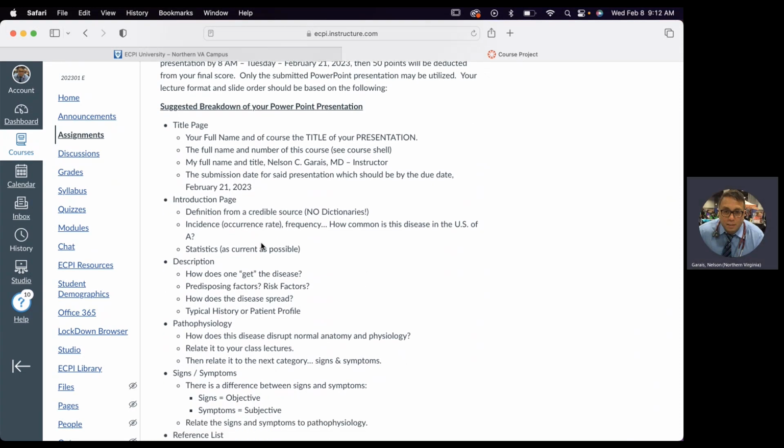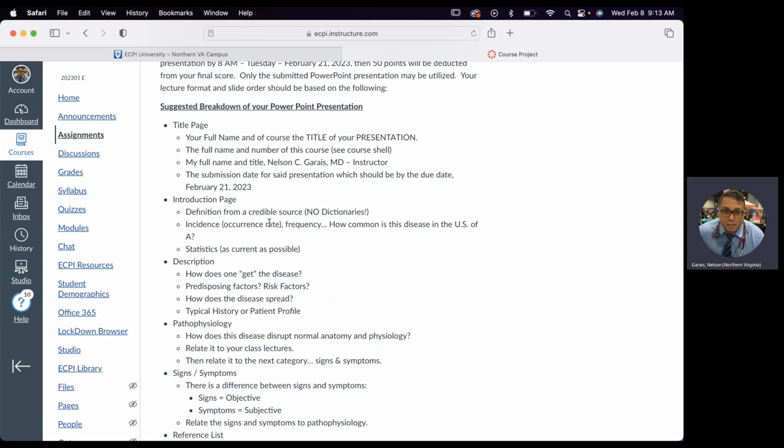You should have an introduction page, definition from a credible source. Don't get it from Wikipedia. Wikipedia, anyone can edit that. No dictionaries, even if it's a medical dictionary. Try finding a .org, which is like a hospital or a professional medical group, or a .gov, like Department of Health or National Institute of Health, or .edu. Don't make it a grade school. You make it a medical school or a school of nursing, right?